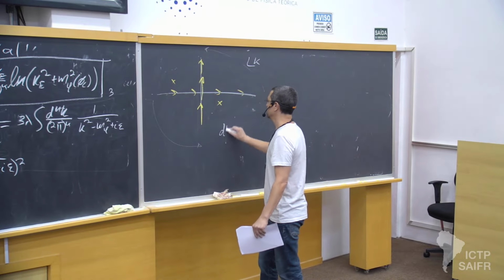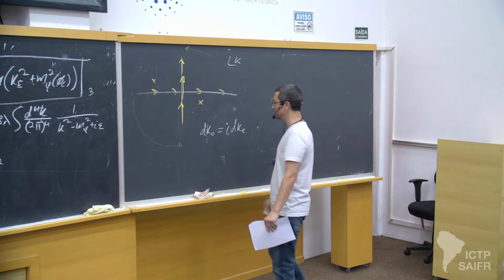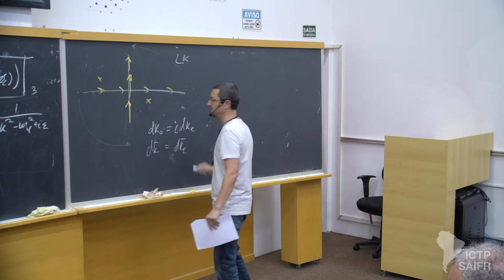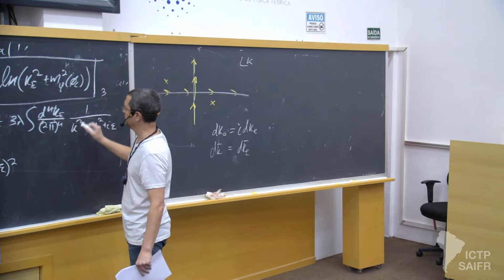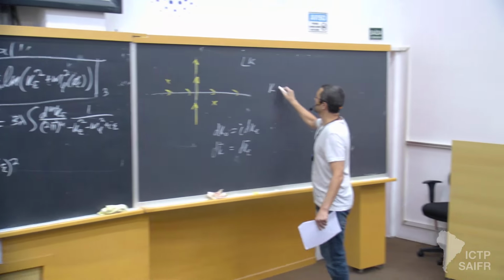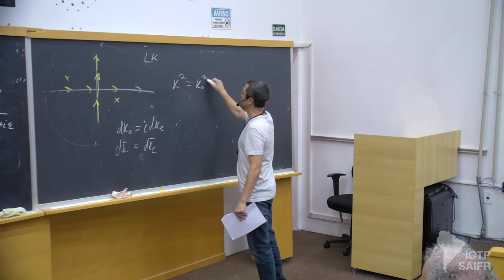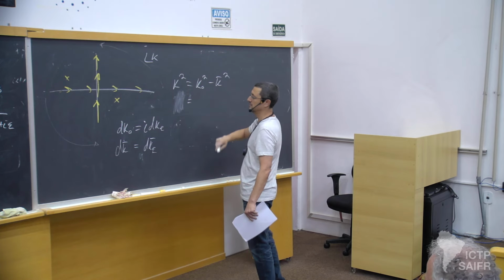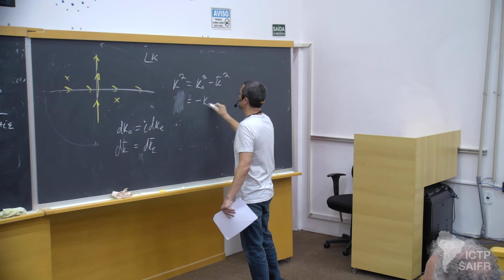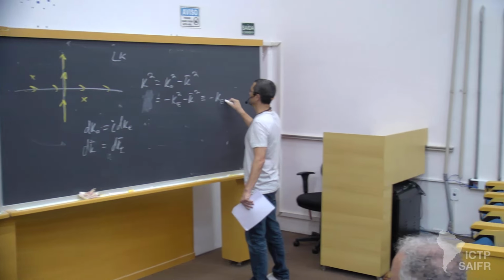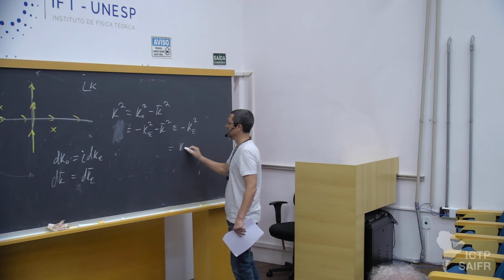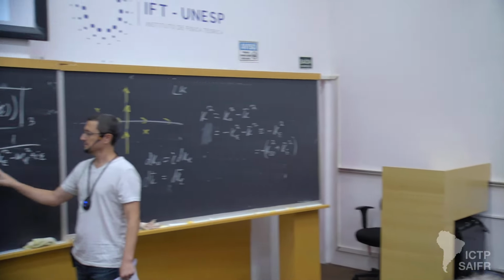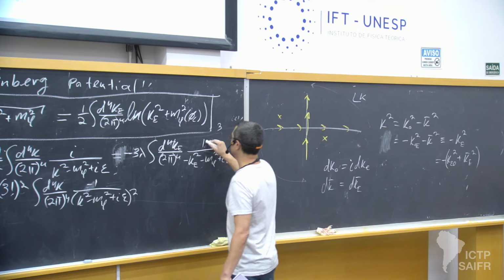Wick rotation means that I'm going to take dk0 to be equal to i dk_E, and the vector part is not changed. When I do this, I just put an E here. I have a minus because k squared, of course, in the Minkowski metric is k0 squared minus k vector squared, or this is equal, if you want, to minus k0 Euclidean squared minus k squared, which is minus k Euclidean squared, which is k Euclidean 0 squared plus k Euclidean vector squared. That's all I did. So I get a minus here. Let me put the minus out and put the i here and put the plus.